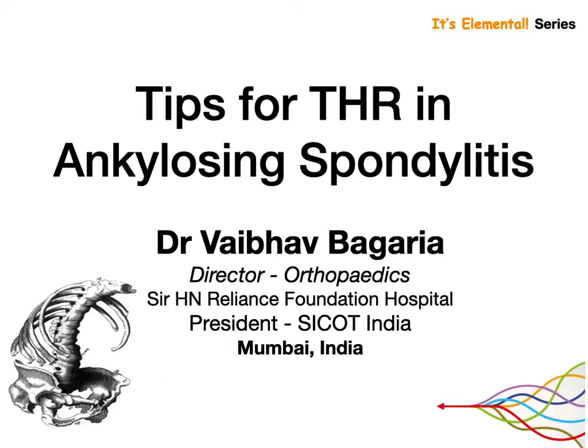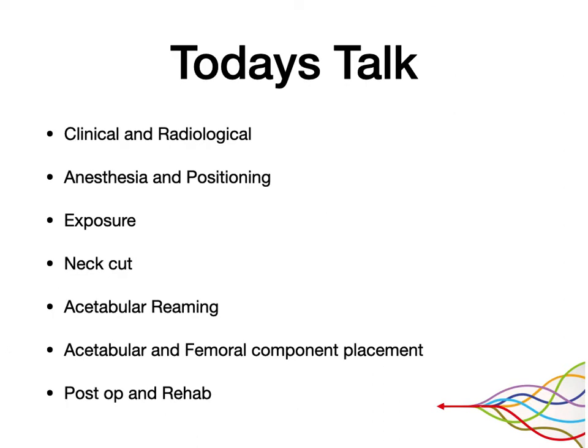Today we'll be talking on another very interesting topic, tips for doing a total hip replacement in ankylosing spondylitis. This is your friend Vaibhav, and in today's talk, we are going to look at the clinical and radiological aspect of ankylosing spondylitis, the anesthesia and positioning, how to expose it, how to take a neck cut, what about acetabular reaming, how do we place accurately our acetabular and femoral component, and we'll also touch upon the post-operative and rehabilitation aspects.